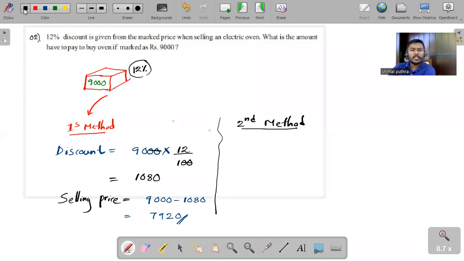Second method: within one step, we can find the selling price. What is the selling price? It's clearly mentioned the market price is 9,000. From the 9,000, they will reduce 12%. That means I have to pay 88%.